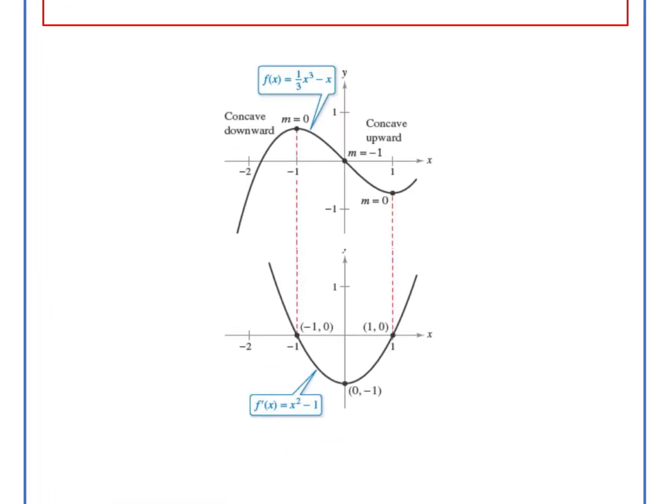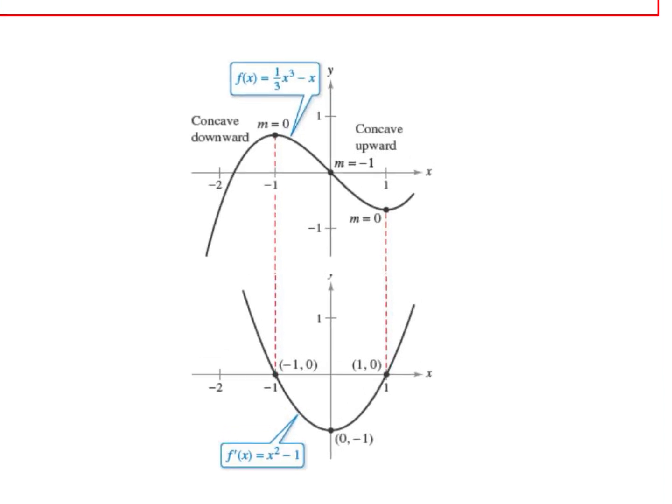All right, so if you look at this graph here, this is concave down. So let's go through and find the derivatives here. So the first derivative would be, which they found for us below, x squared minus 1.